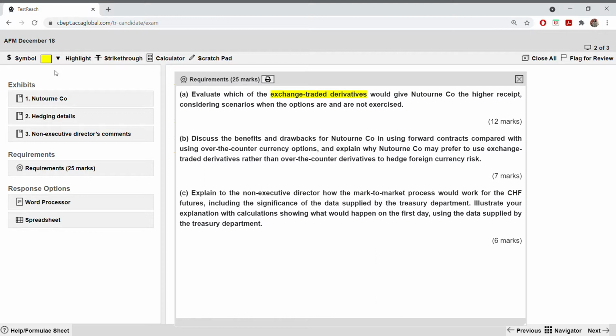Here they didn't tell. Usually what do they say? They tell future, option and forward. They specify that using each of these three, which gives you the highest receipt. But here they have told exchange traded derivative.